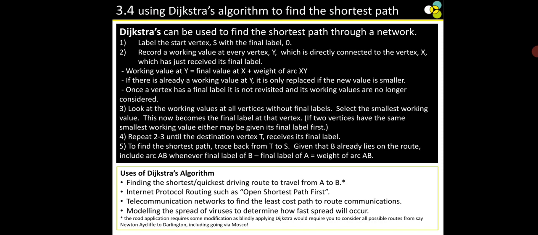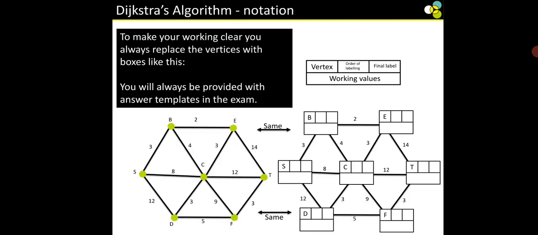Dijkstra's algorithm is for finding the shortest path. Then internet protocol routing. In computers we have a concept called open shortest path first, which is also helped by Dijkstra's algorithm. We can apply those concepts. Then telecommunication networks, to find the least cost route for communication. Then modeling the spread of viruses, to determine how fast a virus is spreading over the network. That is also one of the applications of Dijkstra's algorithm. These are all the examples.